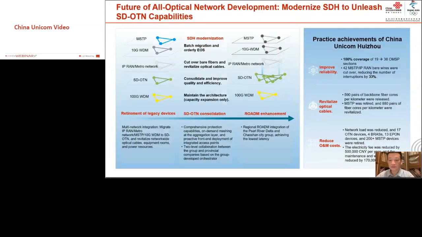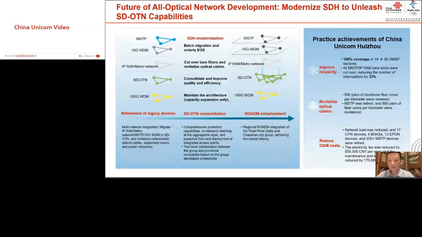At present, we have carried out a pilot project in Huizhou, Unicom, and achieved remarkable results. For example, the network coverage increased from 19 segments to 38 segments. In this way, the number of service interruptions decreased by 33%. Second, we reduced up to 519 pairs of backbone fiber core per kilometer, and 880 pairs of fiber core per kilometer were revitalized. Third, we removed up to 17 OTN devices, 4 brass, 13 EPON devices, and up to 200 MSTP devices. Finally, the electricity fee is reduced by 500,000 Chinese yuan, and maintenance cost has been reduced by 170,000 Chinese yuan every year.